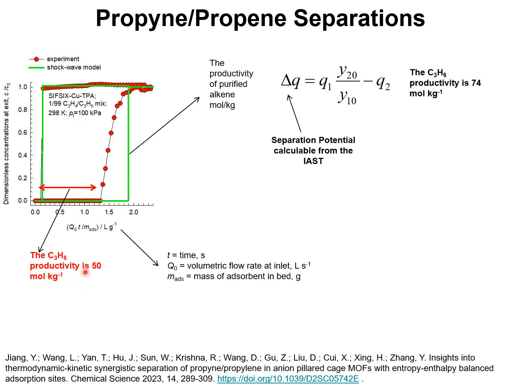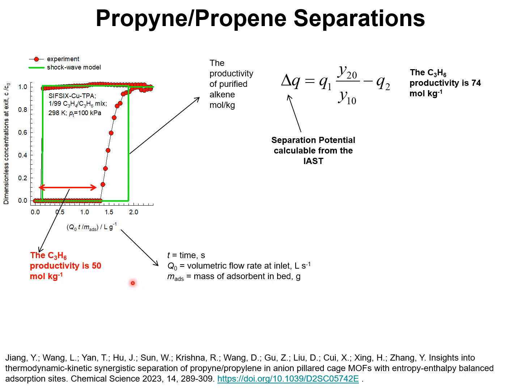That is higher by about 50% than the value of 50 moles per kilogram obtained from the experimental breakthroughs. The experimental breakthroughs lead to lower productivity because of the distended nature of the breakthroughs caused by, say, diffusional limitations within the adsorbent pores.